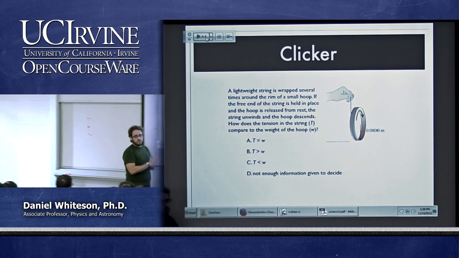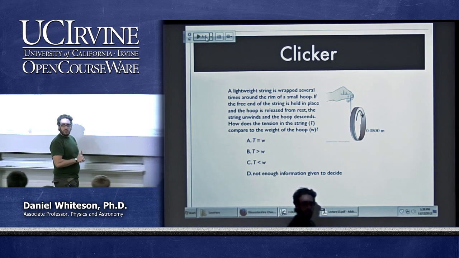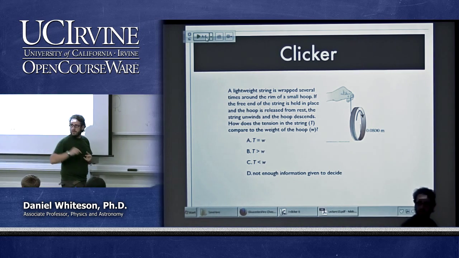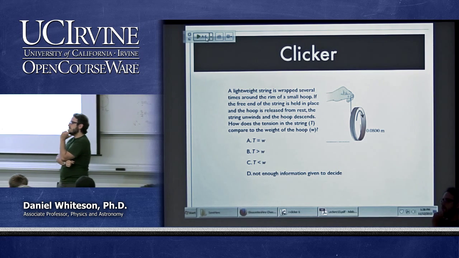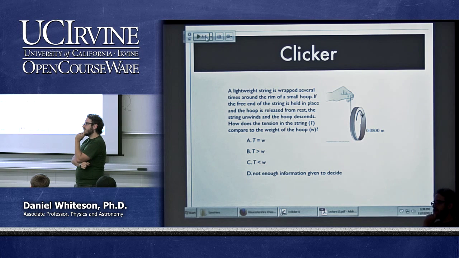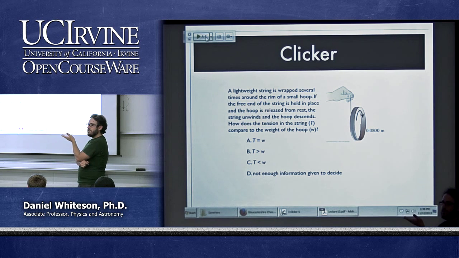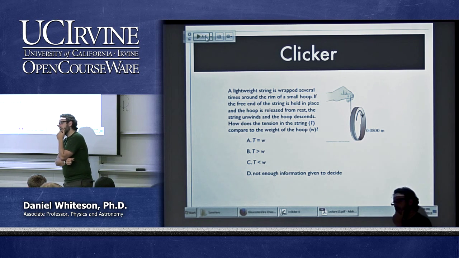So what do you think is the relationship between T and W? Aaron? I think W is the magnitude of T because the center of mass is moving downward, and the only forces acting on the center of mass are the tension and weight. But it's attached to this string. Does that matter? Nope. Why not?